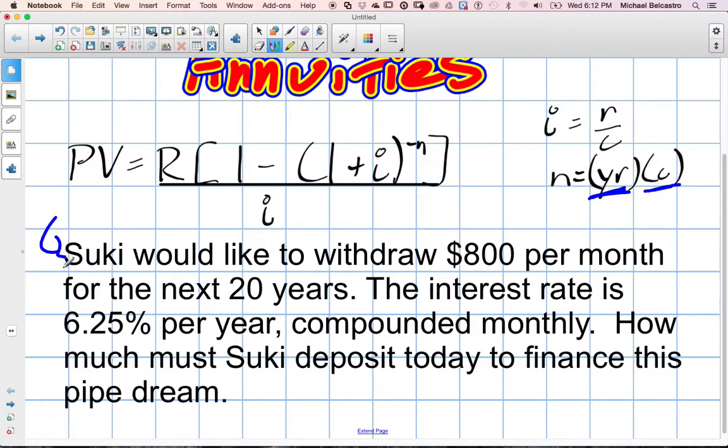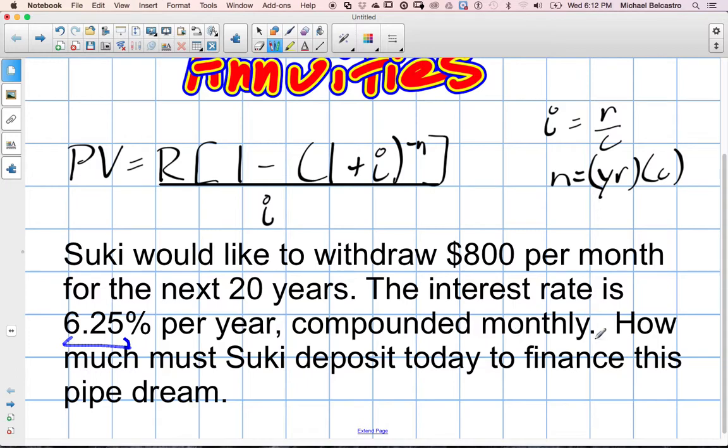So we have: Suki would like to withdraw $800 per month for the next 20 years. The interest rate is 6.25. That's a really high interest rate, so this might come out to be less than it would normally be in a bank because I don't know many accounts that give that.